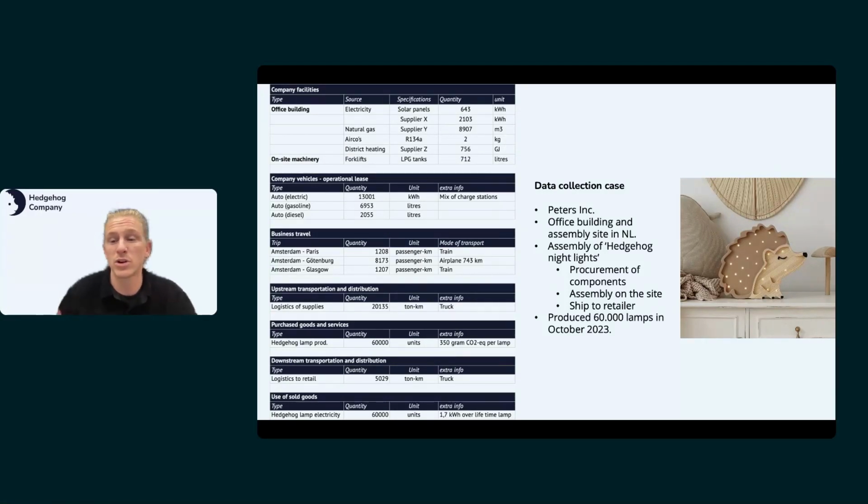And therefore, when we are in the dashboard, we're filling in the units. Then we have the downstream activities, of course, the logistics of our end products to the retailer and the e-tailers. And finally, there's the use of sold goods, because our lamps are consuming electricity, and we've calculated that there is 1.7 kilowatt hours over the full lifetime of a Hedgehog lamp.